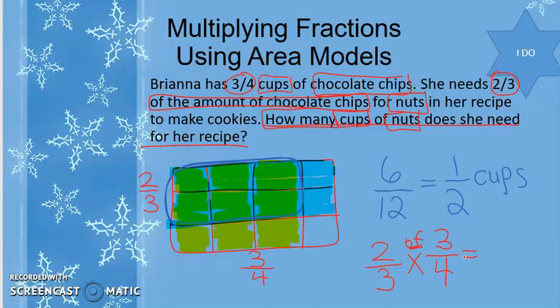So we're simply going to multiply our denominators straight across, and we know that 3 times 4 is equal to 12. And we're going to simply multiply our numerators straight across, and 2 times 3 is equal to 6. And once again, we want simplest form, so 6/12 is equal to 1/2 cup. Okay, I said cups, it's cup.